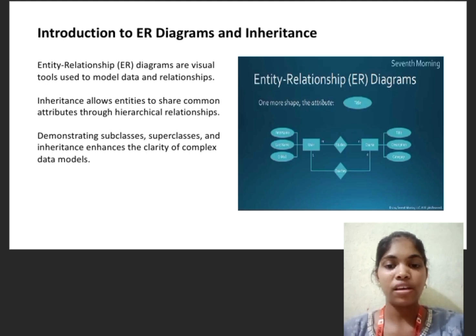Entity relationship (ER) diagrams are visual tools used to model data and relationships. Inheritance allows entities to share common attributes throughout hierarchical relationships. Demonstrating subclasses, superclasses, and inheritance enhances the clarity of complex data models.